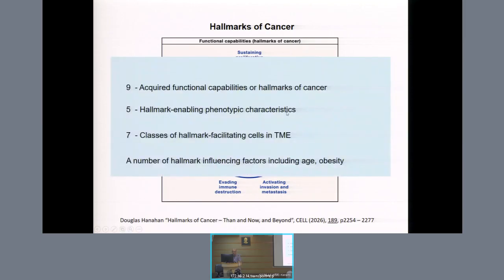So according to this, there are 9 acquired functional capabilities, or hallmarks of cancer, which I just named. Besides that, there are 5 hallmark enabling phenotypic characteristics. In addition to that, they have identified 7 classes of hallmark facilitating cells in the tumor microenvironment. And additionally, there are a number of hallmark influencing factors, including age and obesity. So this is a paper which covers all aspects of cancer and cancer biology.